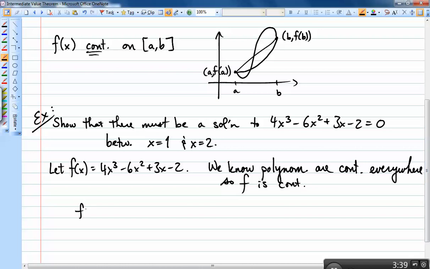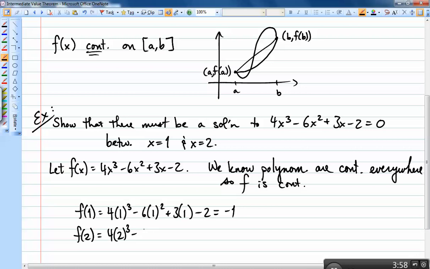Let's look at what f of 1 is. Right? f of 1 is 4 times 1 cubed minus 6 times 1 squared plus 3 times 1 minus 2, which comes out to be negative 1. And f of 2 is 4 times 2 cubed minus 6 times 2 squared plus 3 times 2 minus 2. And that ends up being 12.